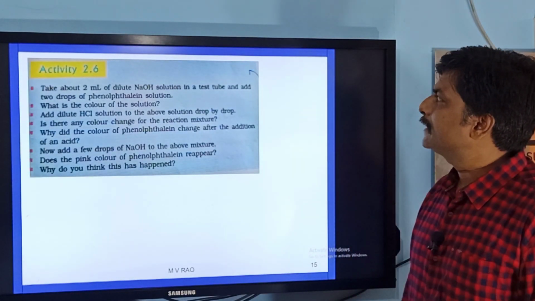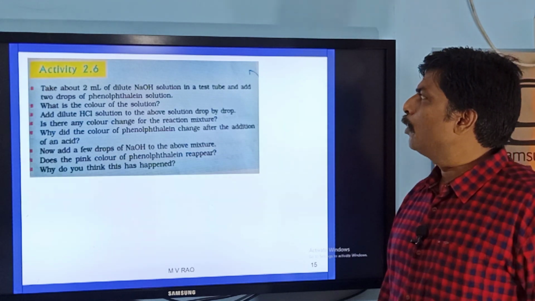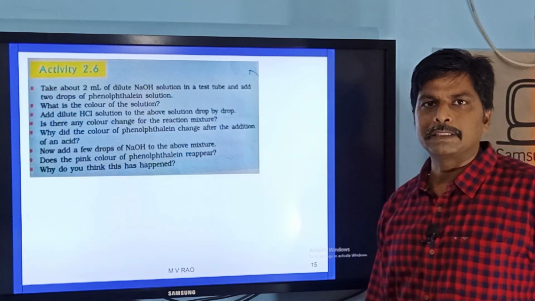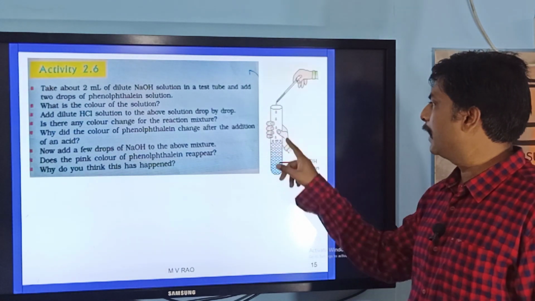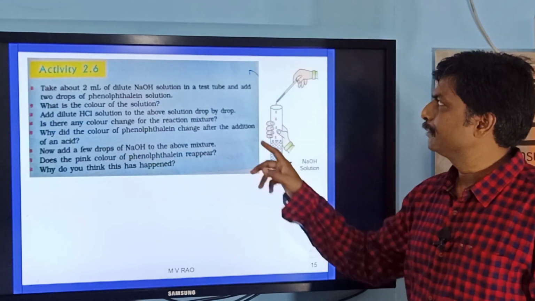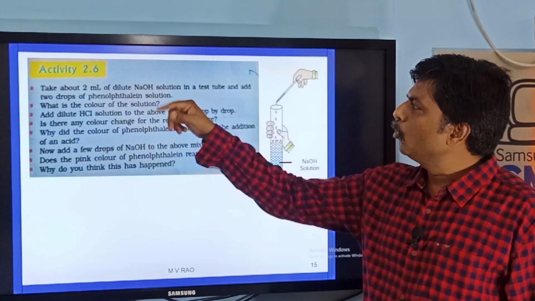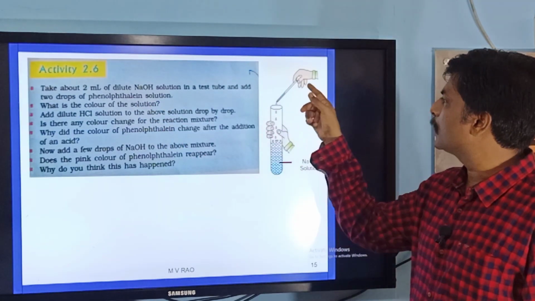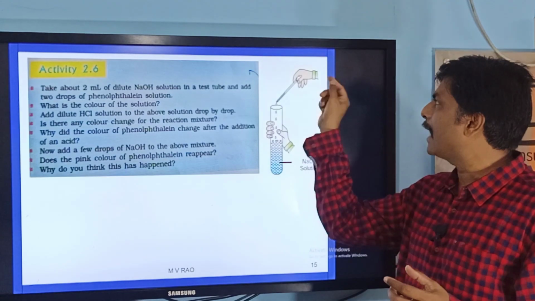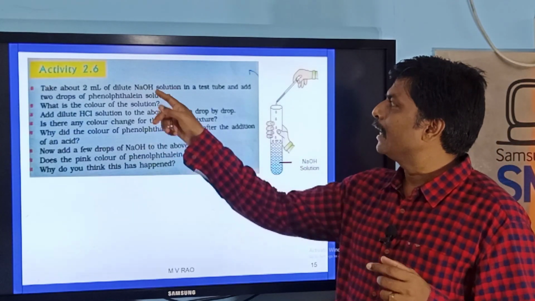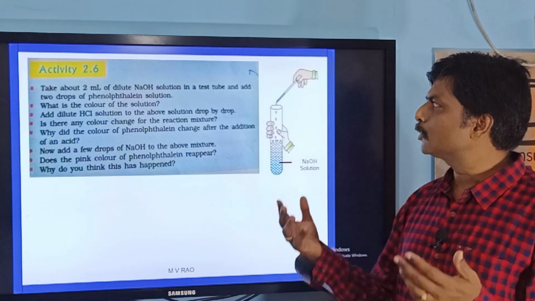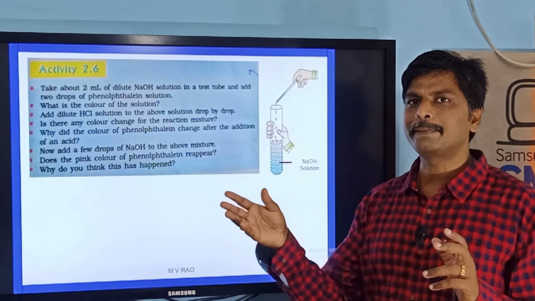In this activity 2.6, take about 2 ml of dilute NaOH solution in a test tube and add 2 drops of phenolphthalein solution. NaOH is a base, as I told you many times. Base, phenolphthalein: BP.